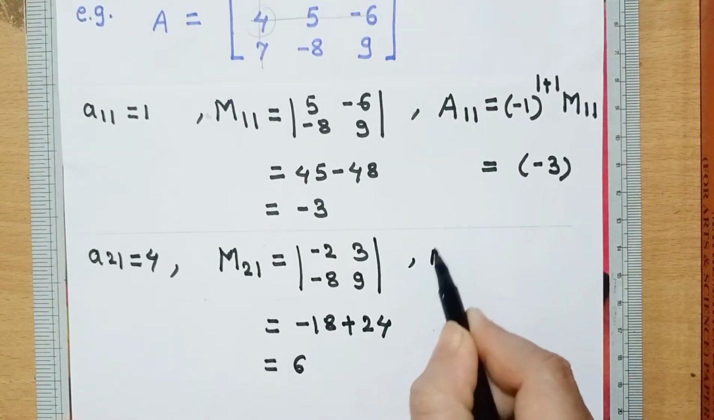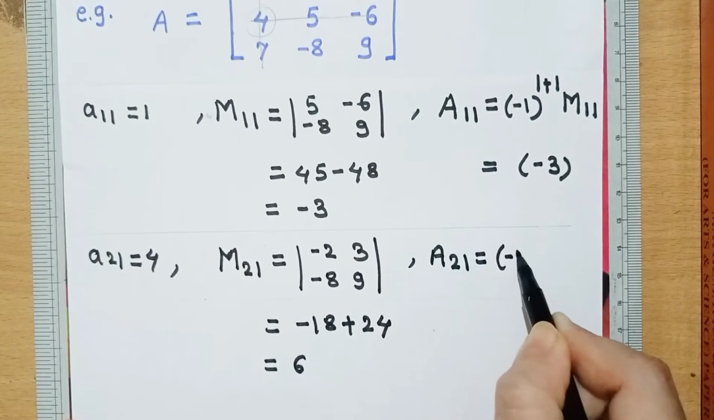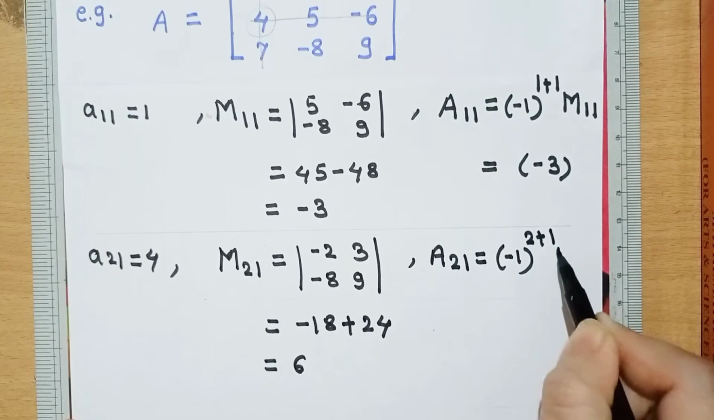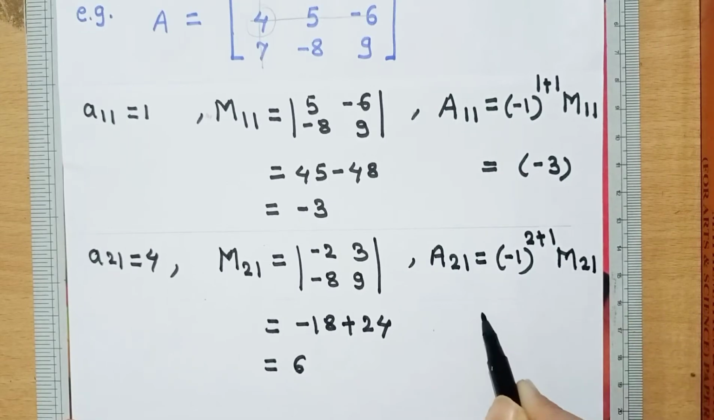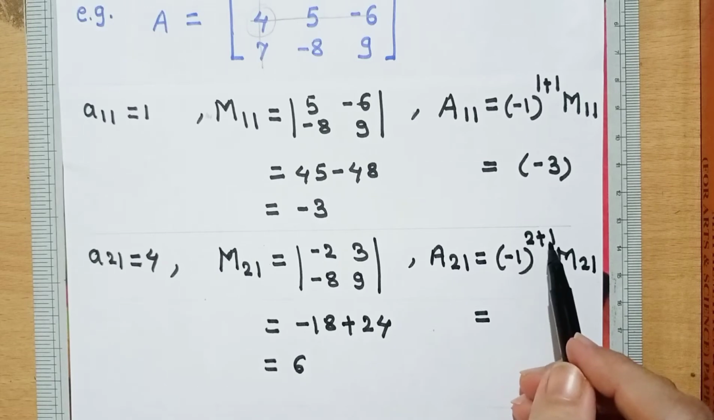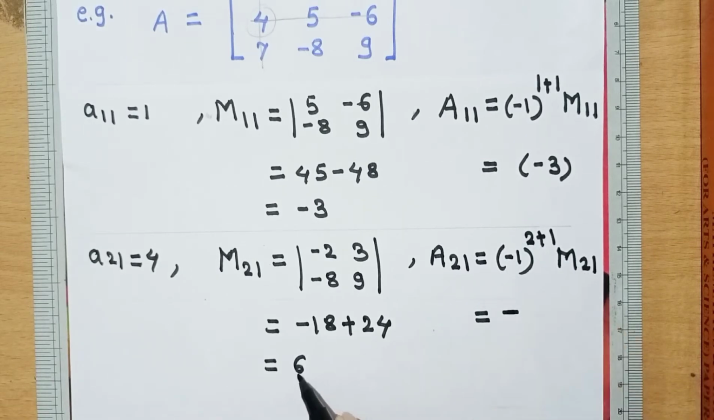Now A21, this cofactor, so formula -1 raised to the sum of these two, 2 plus 1, times M21. Now 2 plus 1 is 3, an odd number, so for this write a minus sign, and M21 is 6.